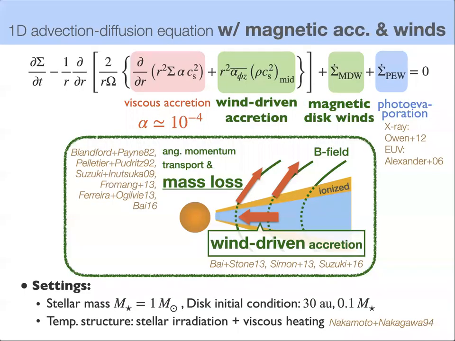We investigate disk evolution considering viscous accretion, which is less efficient, and magnetic accretion and magnetic disk winds, and also photoevaporation. Theoretical studies and MHD simulations have suggested that the magnetic force can drive disk winds in addition to photoevaporation. And the magnetic braking drives the accretion. But here we focus only on the disk evolution around one solar mass star, and stellar evolution is not considered.